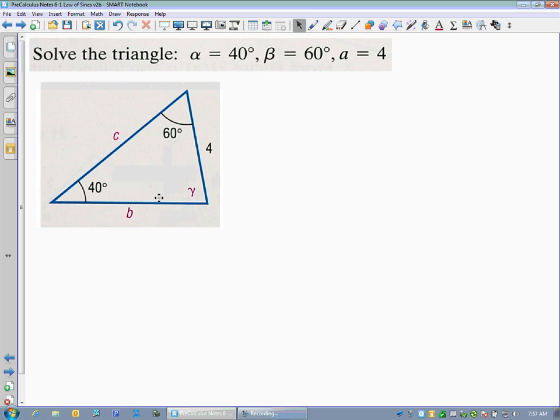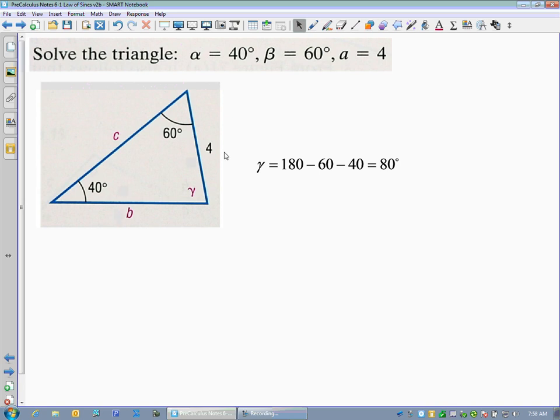Looking at our diagram here, the easiest piece of information to find would be the angle, because I know 2 angles in the triangle, so the third one is simply going to be what would add up to 180. In other words, 180 minus the angles that you know will give you the angle that you don't know. So 180 minus 60 minus 40 gives you 80 degrees. And remember, when you're working in degrees, you have to have the degree symbol. All right, so we know all 3 angles.